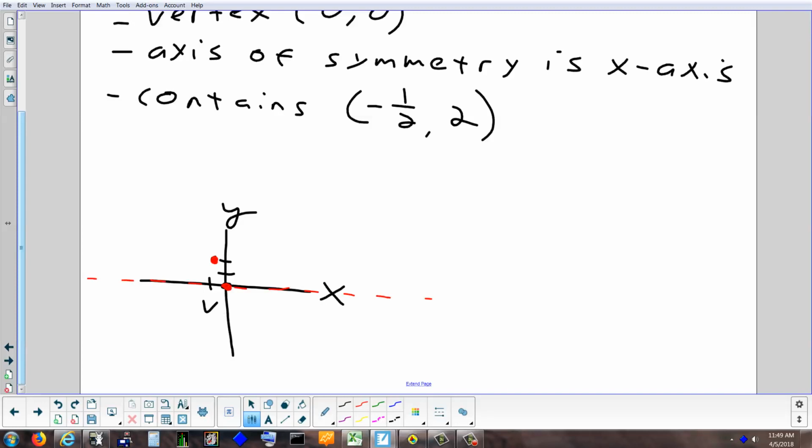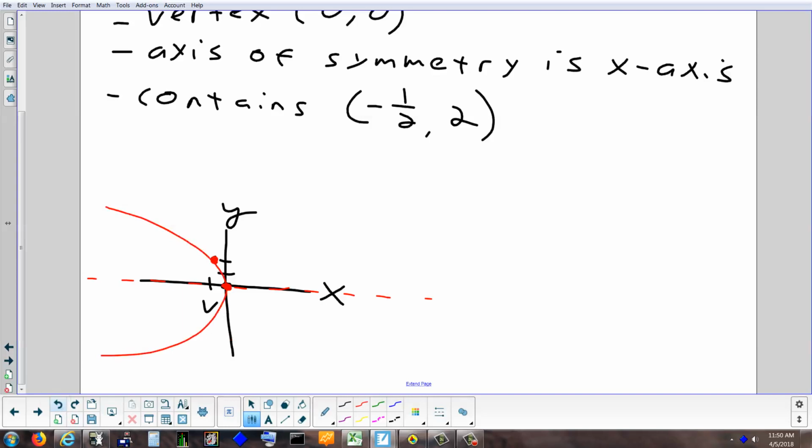It has to open left. If it opened right, it's never going through that point. That's not going to work. If you said, well, what about opening up? No. If the axis of symmetry is horizontal, your parabola has to go this way or that way. It's the only way the axis of symmetry can be horizontal. So it has to open left, kind of like that. And the axis of symmetry goes right through it.